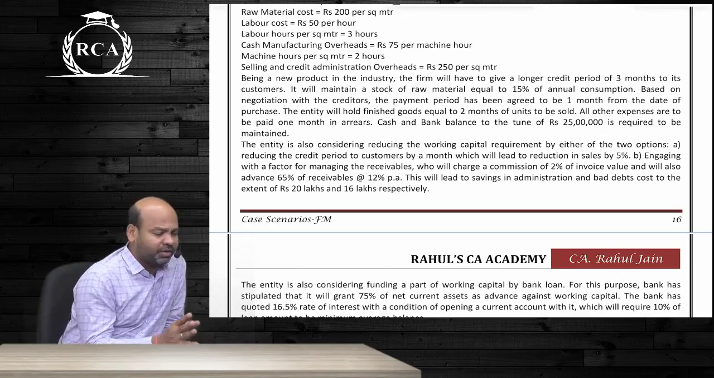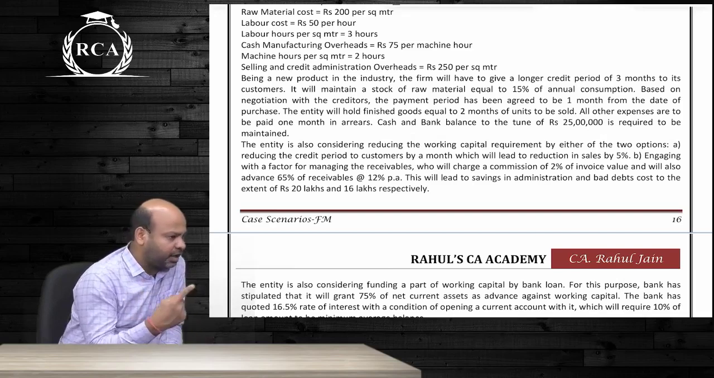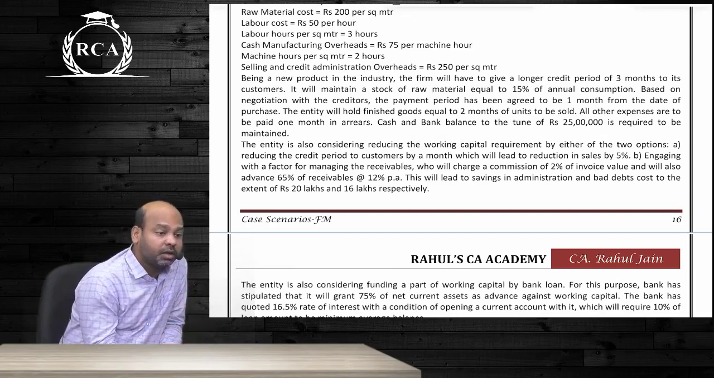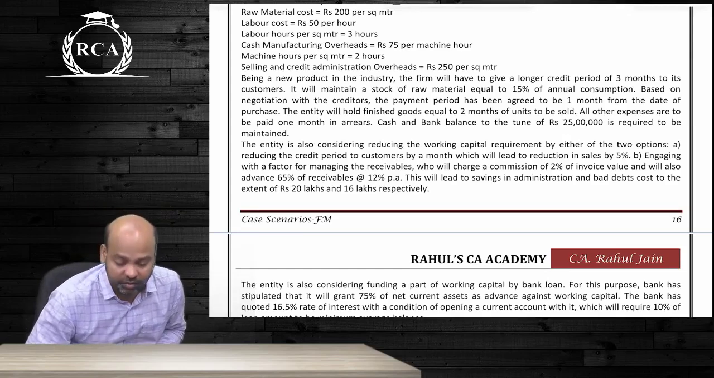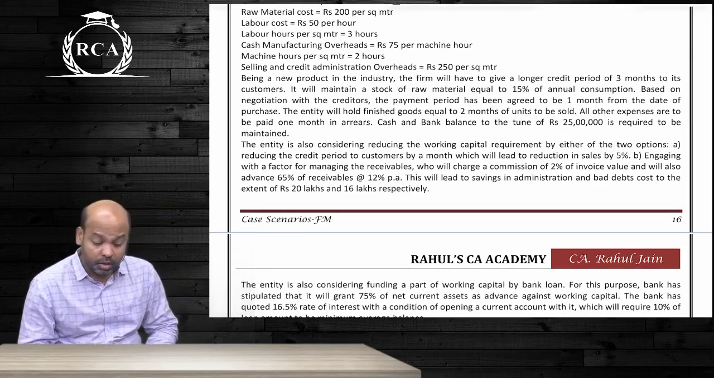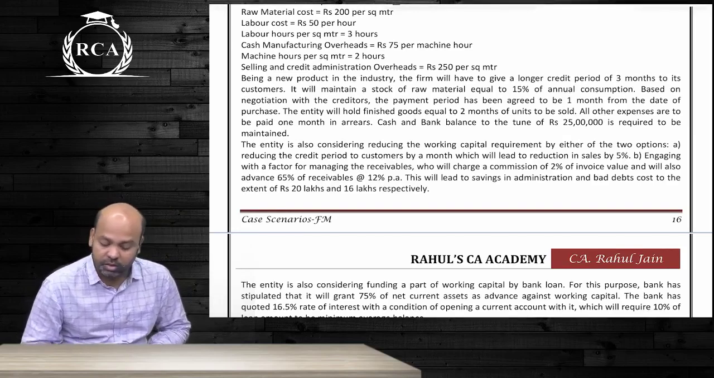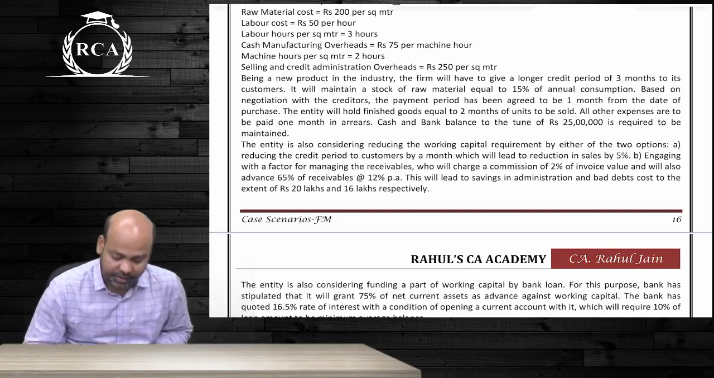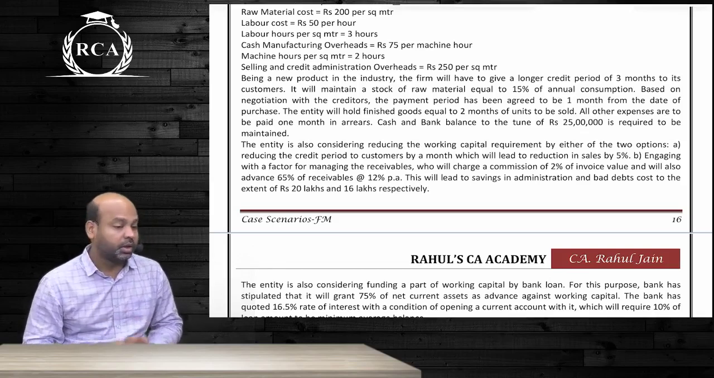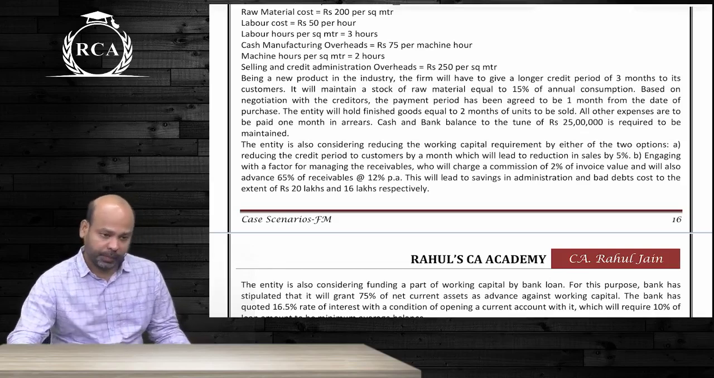You take commission as an expenditure, no doubt about it, guys. You take interest as an expenditure, but directly arrive at the amount of advance better at 65% of your average receivable. This will lead to savings in administration and bad debts cost to the extent of 20 lakhs and 16 lakhs respectively. This is the requirement for the fourth bit.